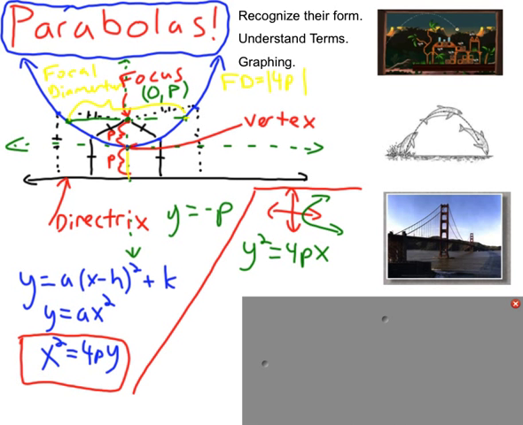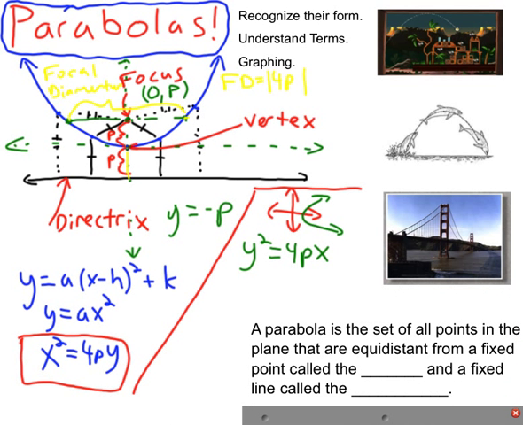So that leads us to a formal definition for a parabola. A parabola is the set of all points in the plane that are equidistant from a fixed point called the focus, and a fixed line called the directrix. So there you go. There's an intro to parabolas. So follow up with the next videos for a couple of examples on how to solve them with their forms.